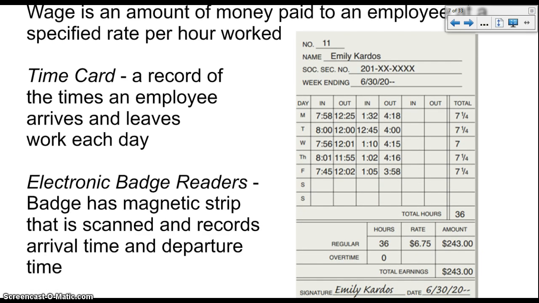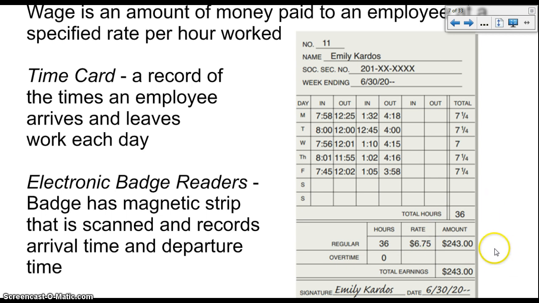It states their name, and then they either handwrite in when they come in each morning, when they leave for a break or for lunch, when they come back, and then when they leave for the day. Or it may have it where a clock automatically punches this time in for them. Then at the end of the day, they can either calculate how many hours they've worked, or the payroll accountant would calculate that at the end of the week.